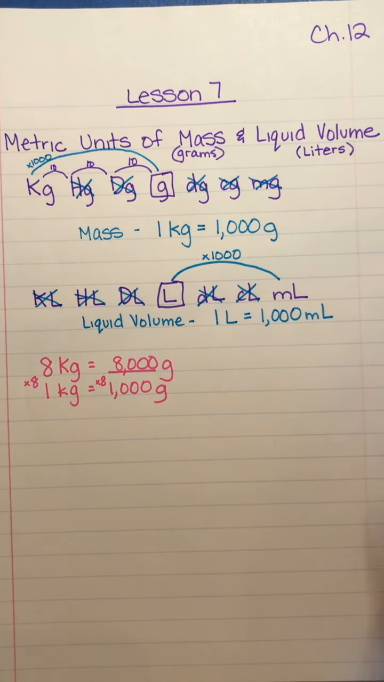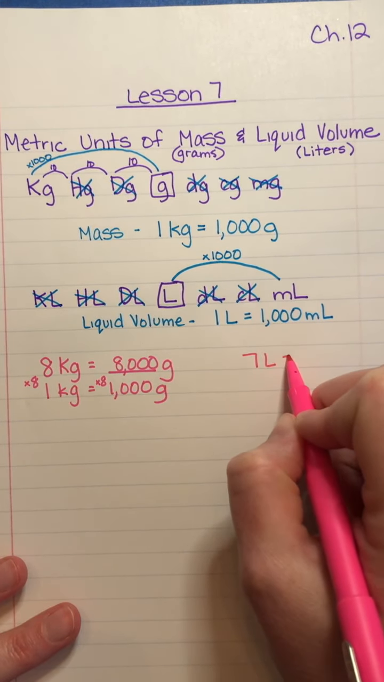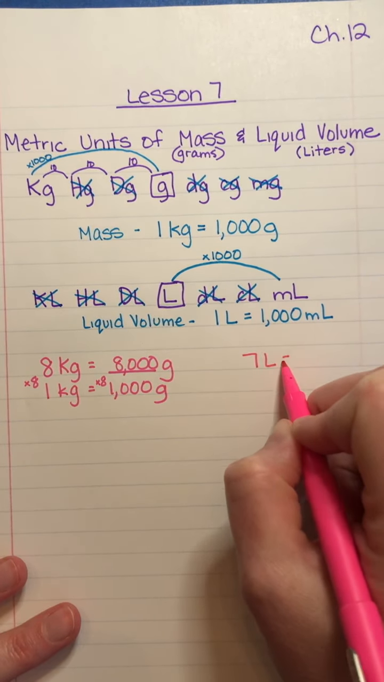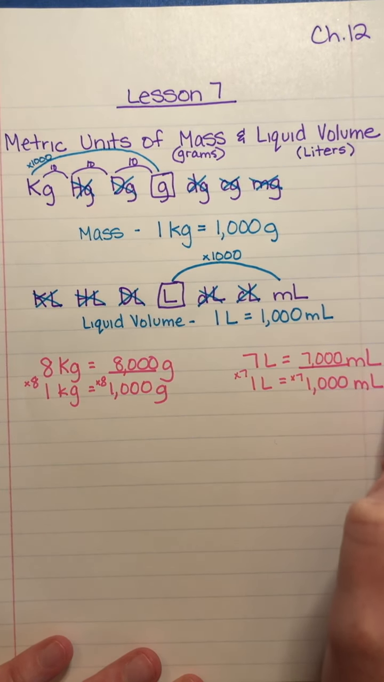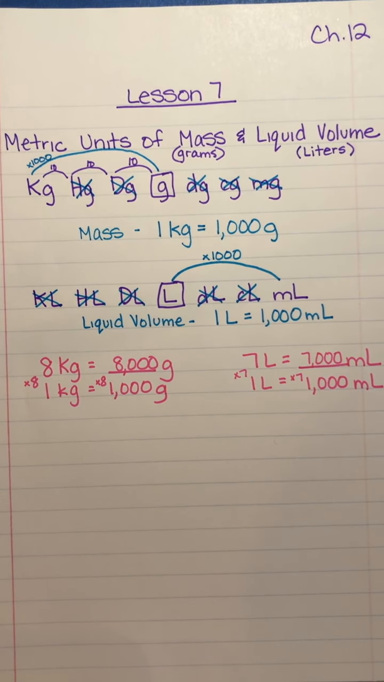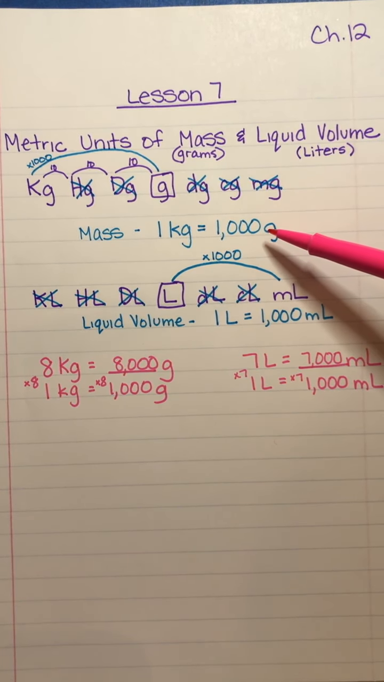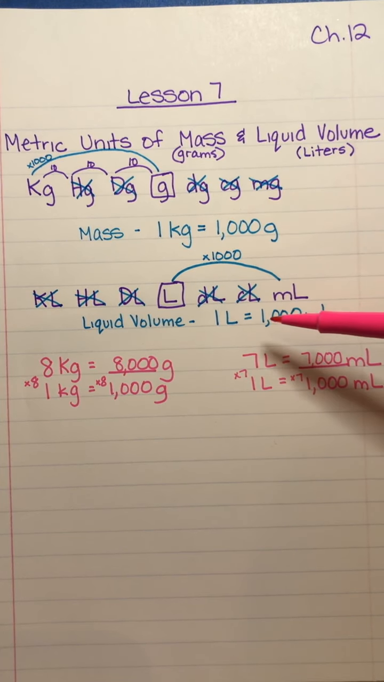Let's do a liters conversion. Let's say we've got 7 liters, and I want to change that into milliliters. My fact shows 1 liter is equal to 1,000 milliliters. And again, I look to see how it changes. 1 times 7 equals 7. Same thing on the other side. 1,000 times 7 would be 7,000. So I know that 7 liters is equal to 7,000 milliliters. And that's your conversion for today, you guys. You've got one major conversion you're focusing on for mass, and one major conversion you're focusing on for liquid volume.